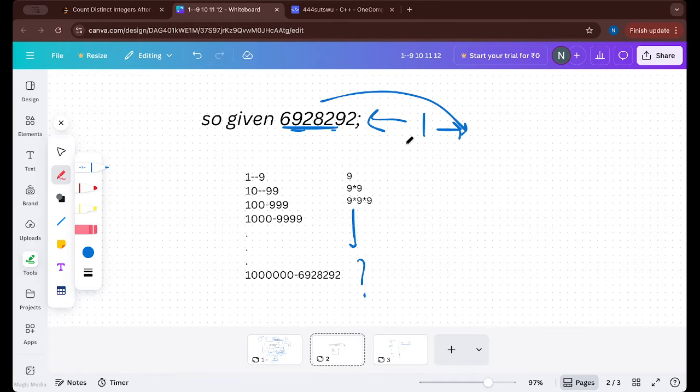Right? So what is the digit count in this? It is simply 1 2 3 4 5 6 7. So the digit length is 7. So let's start from 1. Let's start from 2 3 4 5 6 and 7.